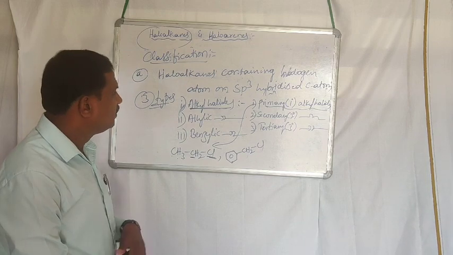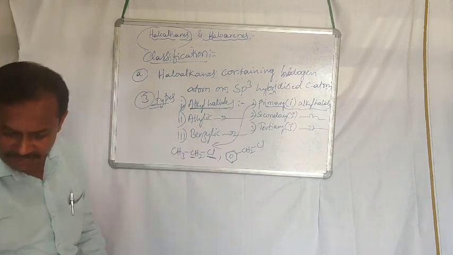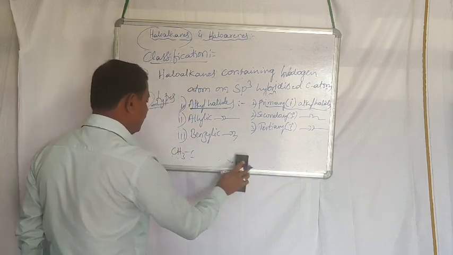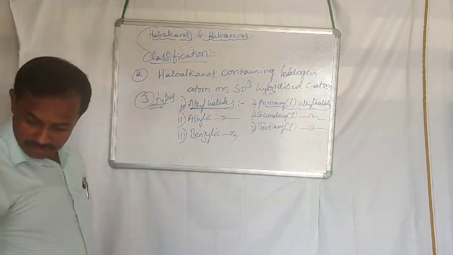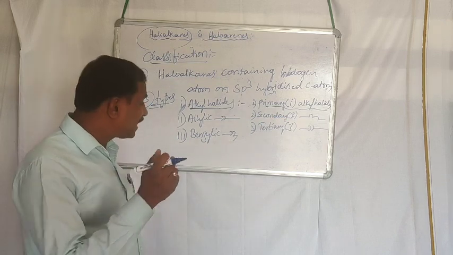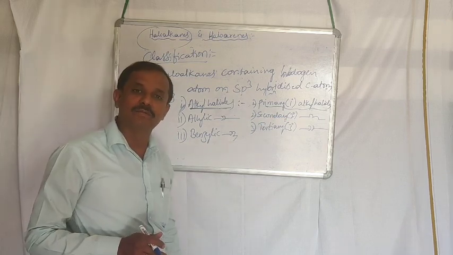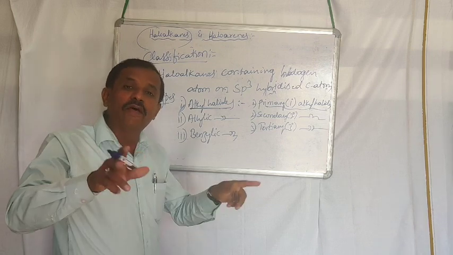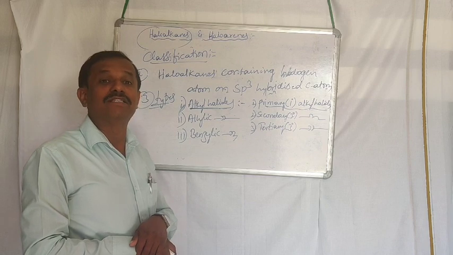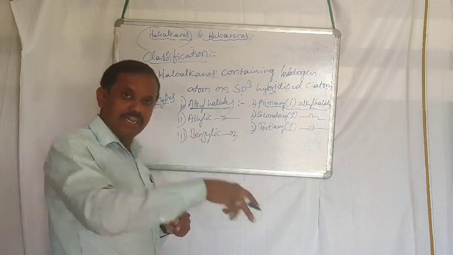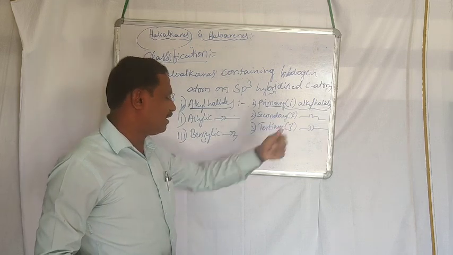Next, we will discuss another one, secondary alkyl halide. In these compounds, the halogen atom must be attached on a secondary carbon atom. What is a secondary carbon atom? The carbon atom is directly attached to two other carbon atoms. Hence, it is called a secondary carbon atom. If the halogen atom is attached to a secondary carbon atom, they are called secondary alkyl halides.